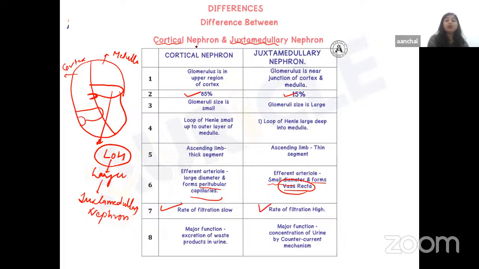Now, talking about the very important difference, that is the difference in function. In the cortical nephron, the major function is the excretion of waste products in urine, whereas juxtamedullary nephrons are mainly responsible for the concentration of urine by the countercurrent mechanism that we're going to learn today. So I hope this difference between the cortical nephron and juxtamedullary nephron is very clear to all the students.